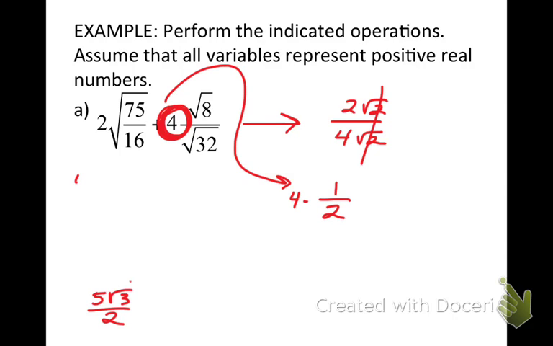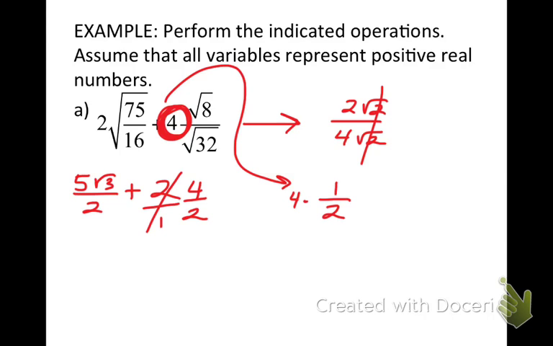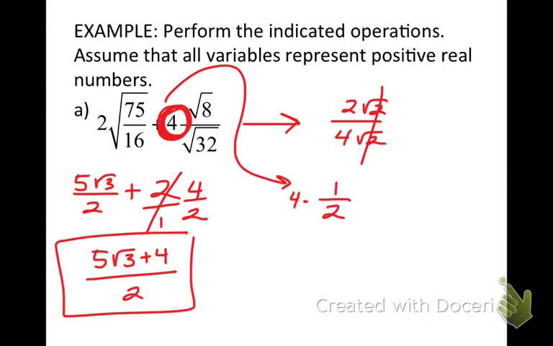We have 5 square roots of 3 over 2 plus 2, which I can combine into just one fraction, meaning I need to make a common denominator so that I can actually add these together. So my common denominator will be 2, so I would turn this into a 4 over 2. So adding that gets me 5 square roots of 3 plus 4 all over 2. Okay. There's that.